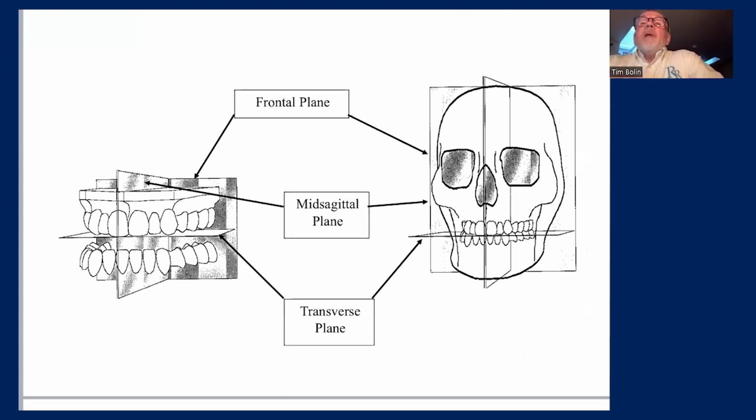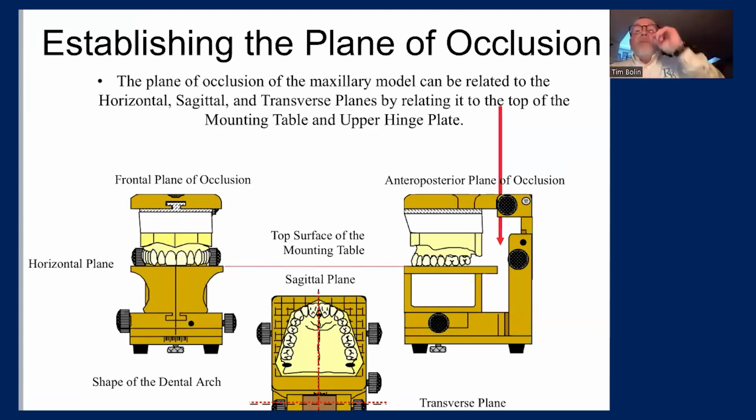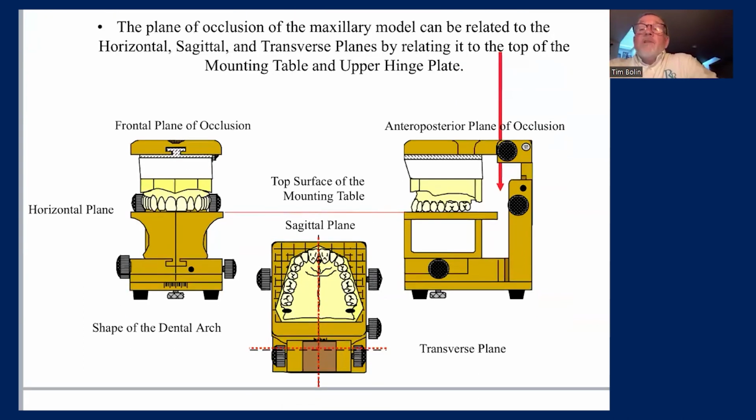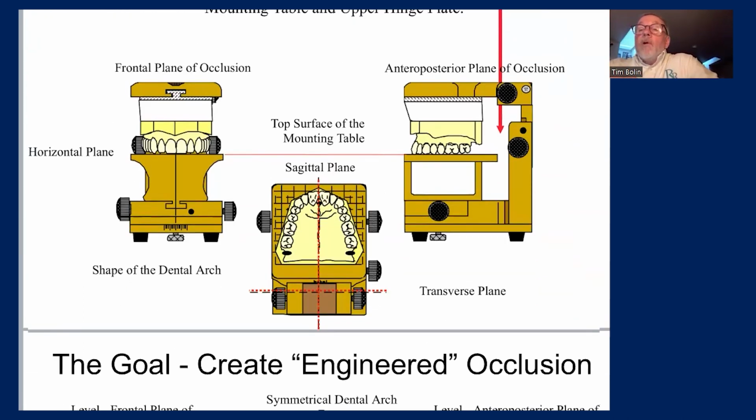When we're establishing the plane of occlusion, the plane in the maxillary model can be related to the horizontal, sagittal, and transverse planes. We're relating it simply to the top of the mounting table and the upper hinge plate. With that, we can evaluate the frontal plane of occlusion, the anterior posterior plane of occlusion, the sagittal plane, and we can take a look at the dental arch shape. Also evaluating the transverse plane.